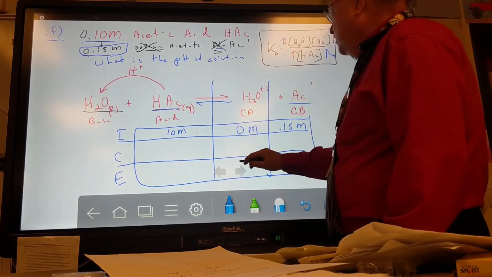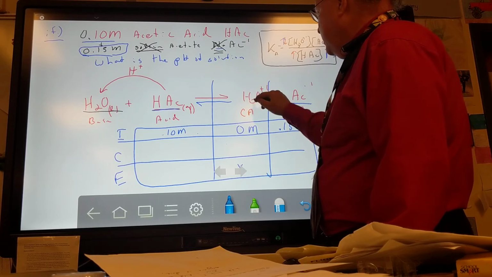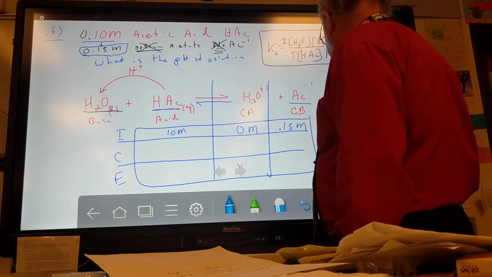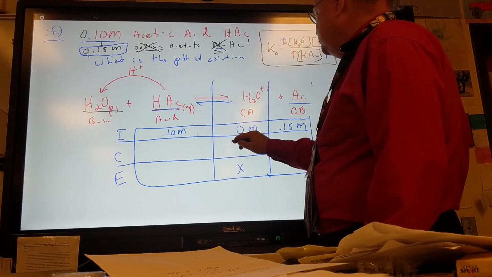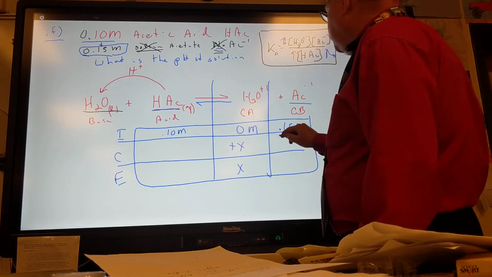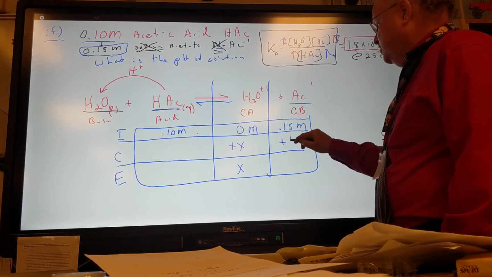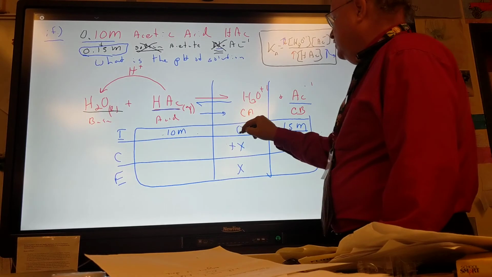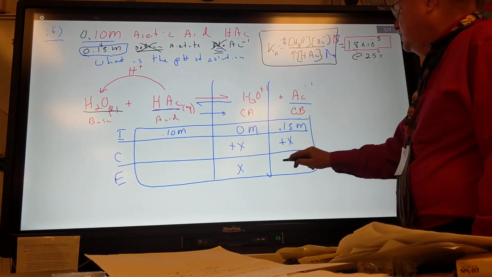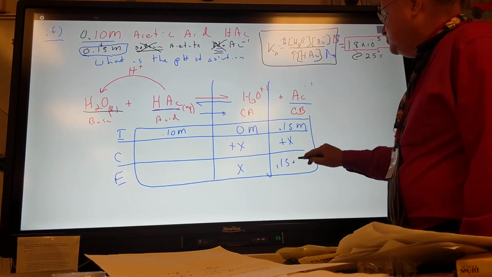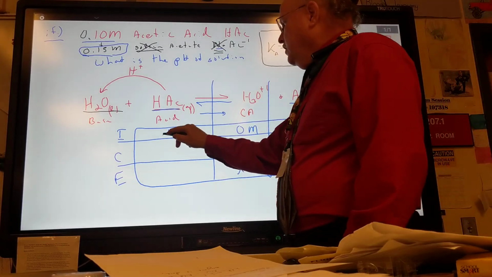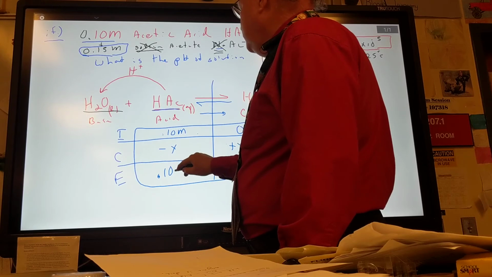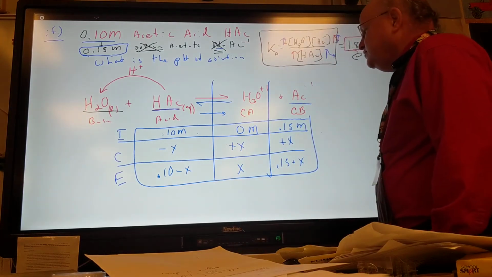The amount, what we want to know is the amount of H3O. Okay, so it's plus x. Once you know that's plus x, this is also plus x, because your shift is to the right because you have 0 for H3O. So here I got 0.15 plus x. For the acetic acid, it's minus x, so I end up with 0.10 minus x.